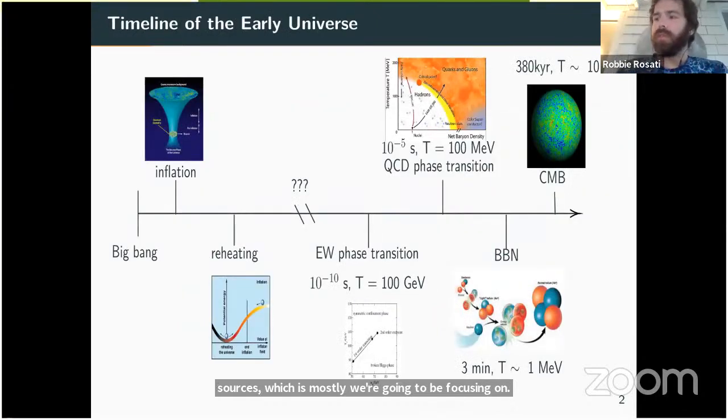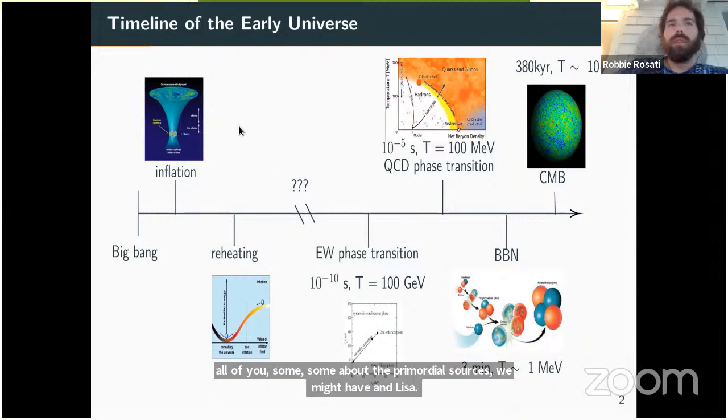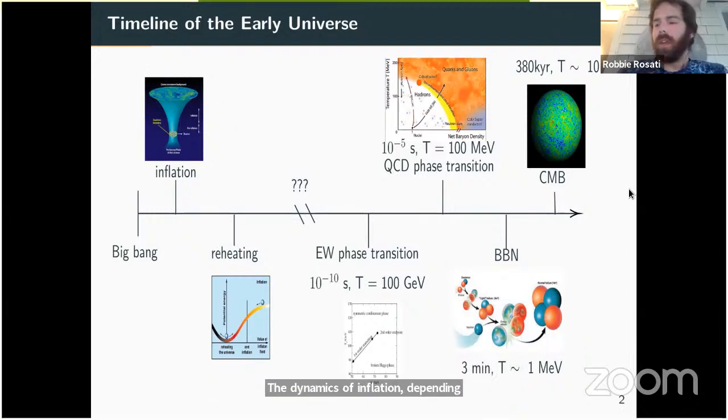So if you've heard some of the cosmology talks during the symposium, you've heard some about the primordial sources we might have in LISA. The dynamics of inflation, depending on how it happened and how many fields were involved, can potentially create stochastic backgrounds. And my background's actually in inflationary cosmology, so I'll talk a little bit about those signals in detail.